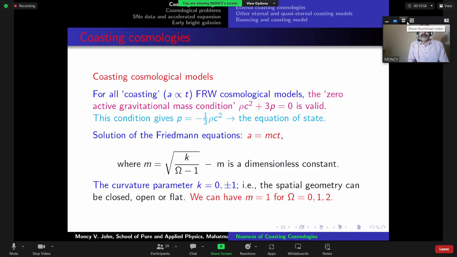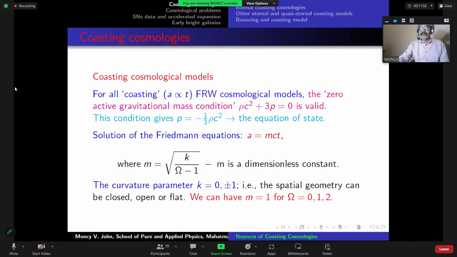We can take all three curvature parameter values, k equal to 0, plus or minus 1. That is, spatial geometry can be closed, open, or flat in this case. Regarding the value of m, it is equal to 1 when omega equal to 0. In that case, we have to take k equal to minus 1. Similarly, when omega equal to 1, k should be equal to 0, so there is a possibility for putting m equal to 1. And for omega equal to 2, there is k equal to plus 1, so again in these three cases we have m equal to 1. But in other cases, m is a free parameter. It can take nearly infinite values as omega tends to 1.